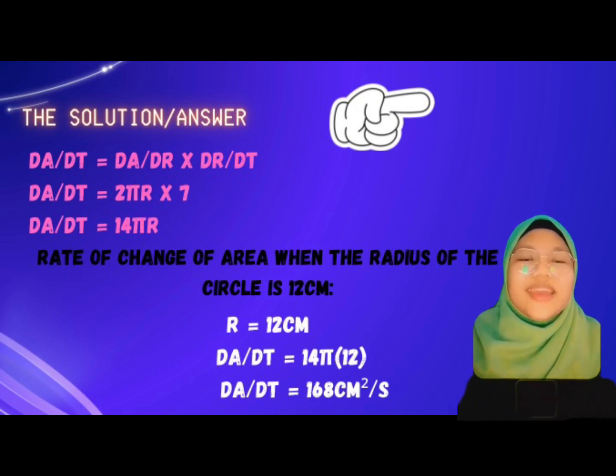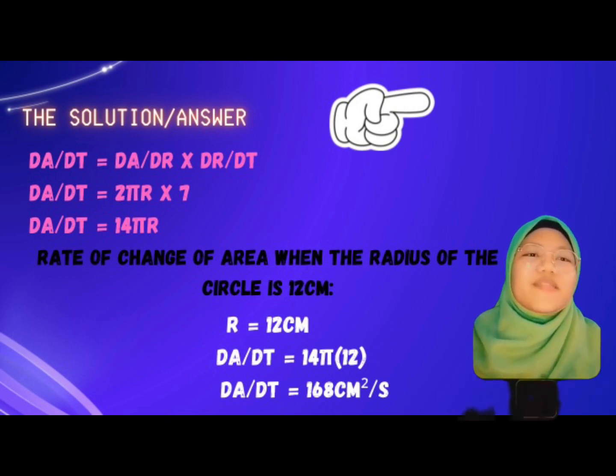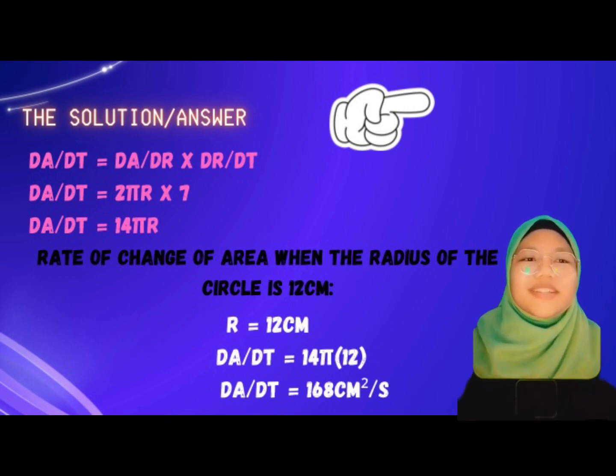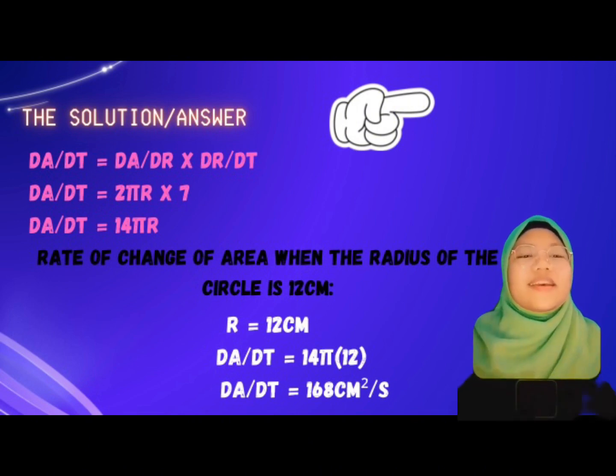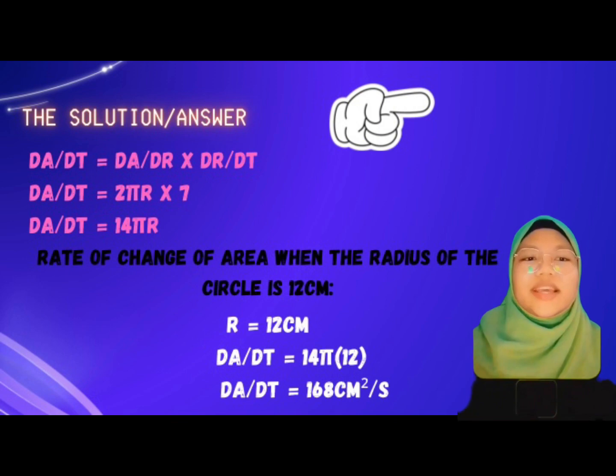Today, I want to explain to you the example question on the topic of rate of change. So the question is, if the radius of the circle increases at a rate of 7 cm per second, find the rate of change of area when the radius of the circle is 12 cm. So the solution is, you need to find dA per dt and dr per dt to find the rate of change. First, you need to find dr per dt.